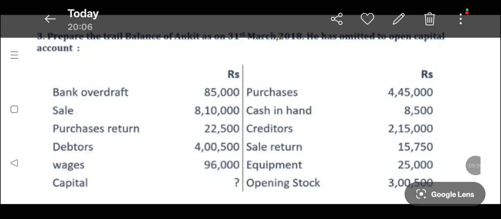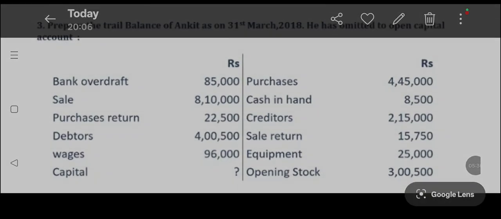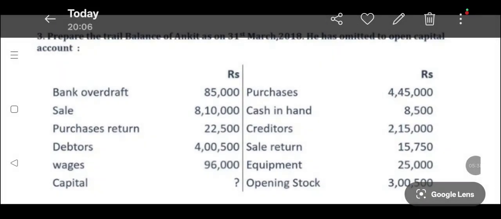So after putting all the debit and credit items, we will see that the credit side has the lesser total. That lesser total will be taken as the capital. Here capital is question mark. That means on the credit side, the difference between the debit total and credit total will be capital.